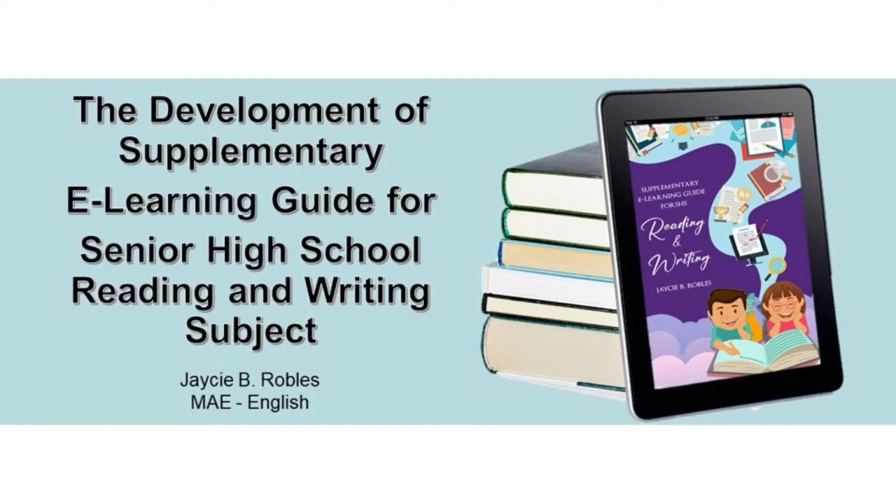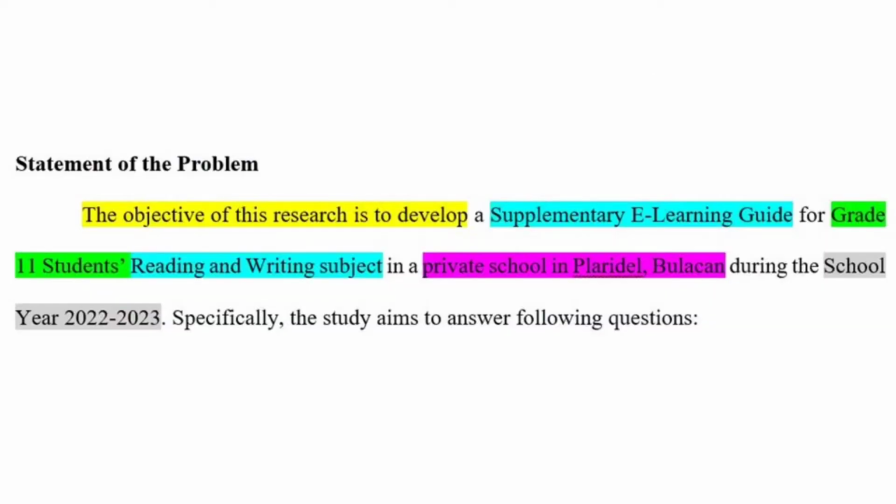So for better understanding of our lesson, let's have an example. I have here my research titled The Development of Supplementary E-Learning Guide for Senior High School Reading and Writing Subject. In this general problem, makikita natin na kumpleto ang main task or our function or objective, variables, participants, setting at time period ng ating research. Hinango din ito sa ating research title.